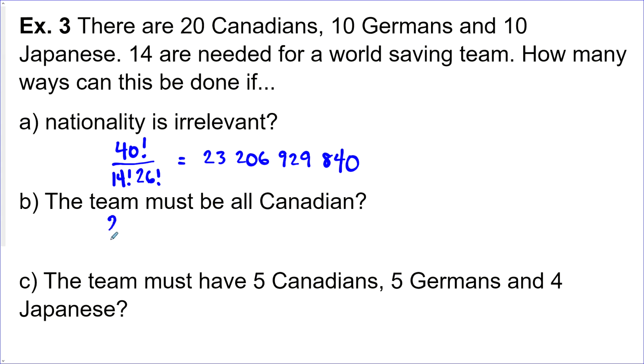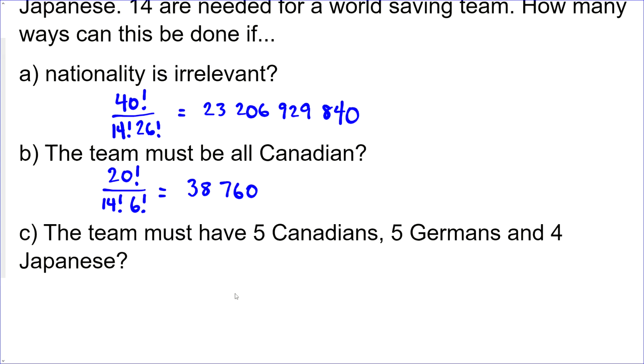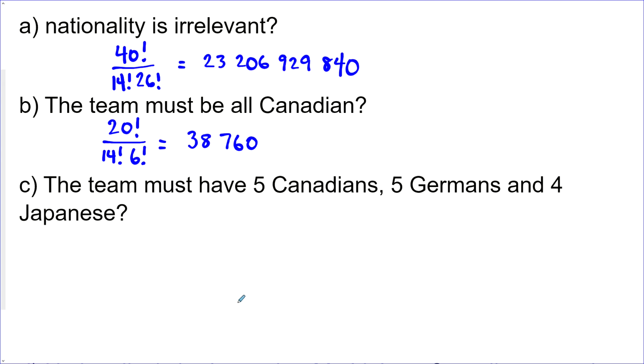All right, what if the team must be all Canadian? So there's 20 Canadians to choose from. We want 14 of them, and that means we don't want 6 of them. Put this in our calculator, a much smaller number, 38,760.